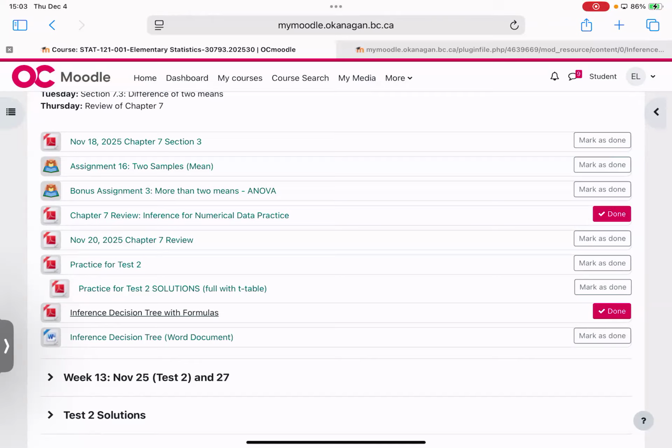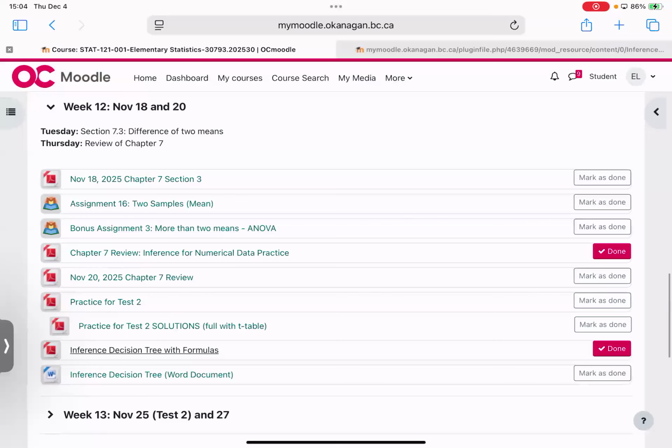Or some version of that decision tree, right? Using your formula sheet and mapping out what type of question it is, summarizing your conditions, because you'll notice that they're all very similar. This is in week 12, where I posted it when you were practicing for test 2. There's also the Word document if you prefer, but sometimes sketching it out by hand is nice. So help yourselves.